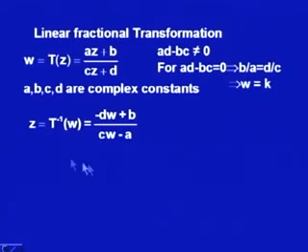Now this mapping one can always simplify and write as z is equal to (minus Dw plus B) divided by (Cw minus A), and that means for every w there is a corresponding z in the z plane. That means the transformation is invertible, and an invertible transformation is always one-to-one and onto.